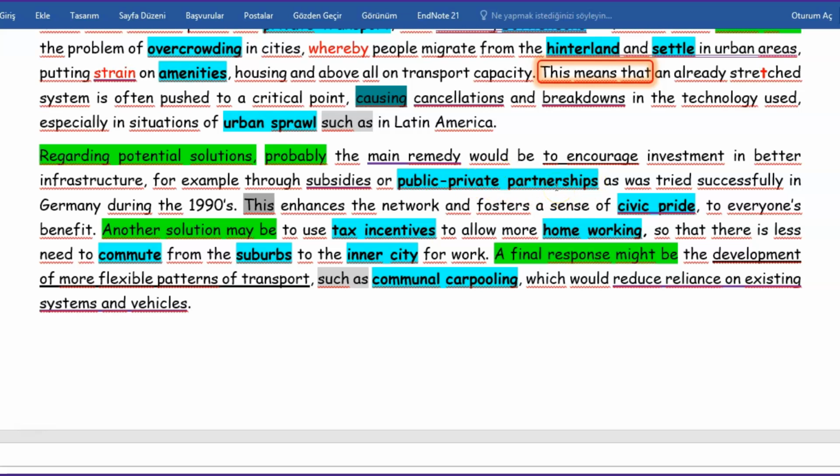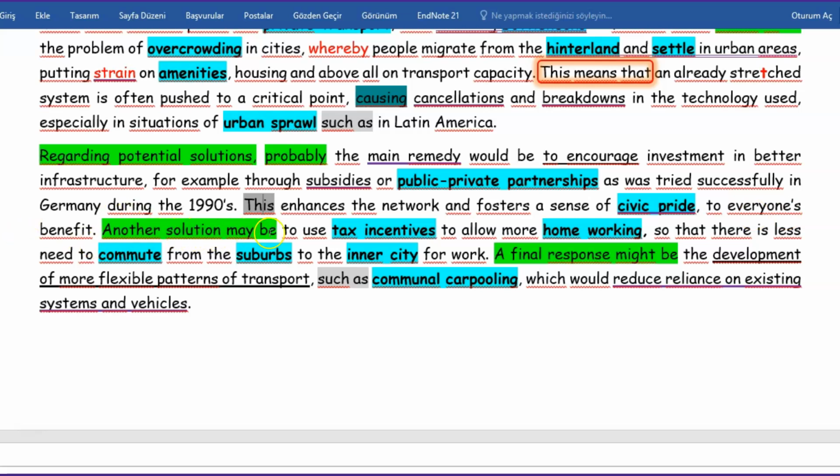The initiative, which is jointly private and public, as was tried successfully in Germany during blah blah blah, right? This is a great complex sentence. This enhances using linking sentences by the help of "this" plus some phrases. This enhances the network and fosters, improves a sense of civic pride to everyone's benefit.